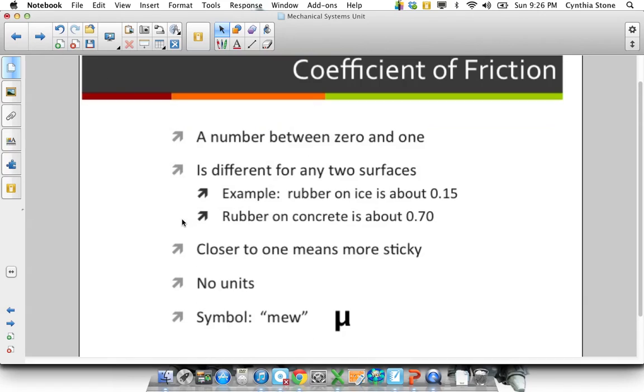So here's this coefficient of friction. A few things about it. It's just some number. It's between 0 and 1. It'll be a decimal, 0.5, 0.7.